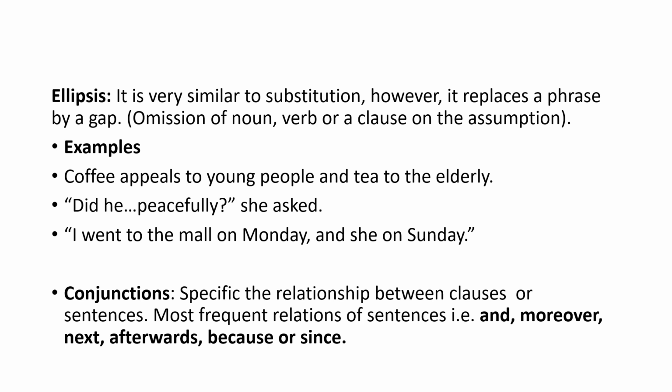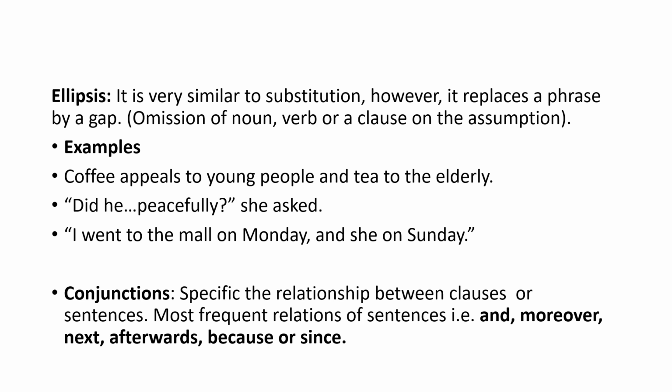She asked. Next example: I went to the mall on Monday and she on Sunday. So I went to the mall on Monday, and she, rather than saying she went to the mall on Sunday, says she on Sunday. So ellipsis is related to skipping words, or putting some dots, or skipping some phrases instead of repetition. Next, there are conjunctions: joining words, linking words, specifying the relationship between clauses or sentences.